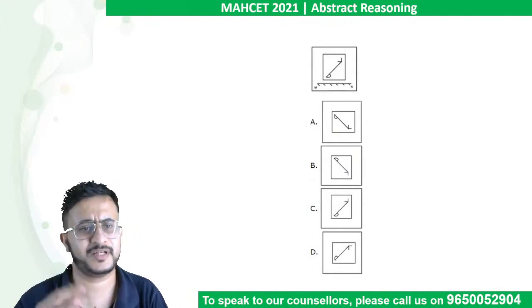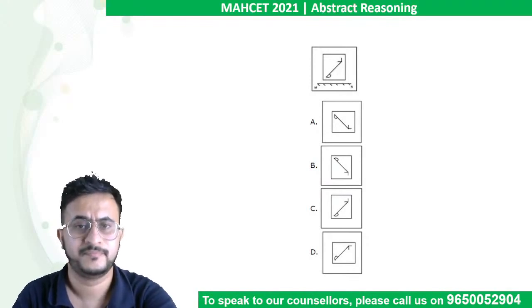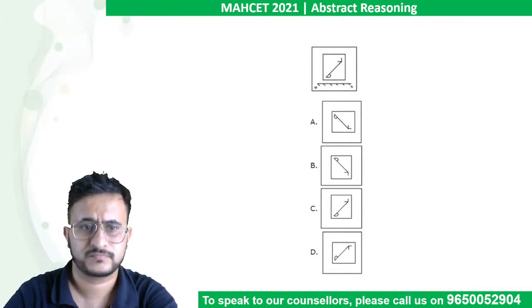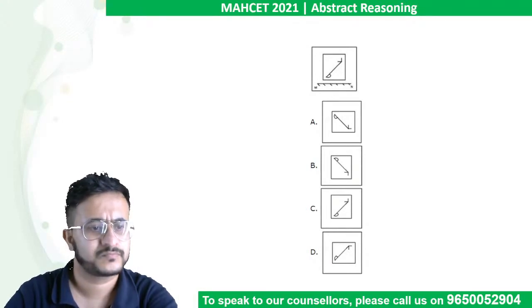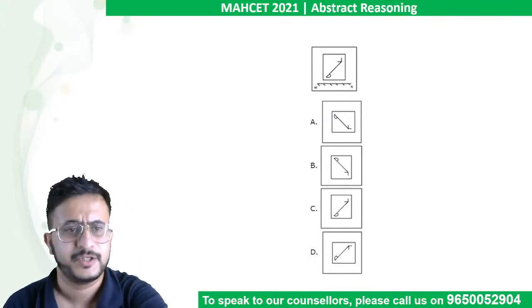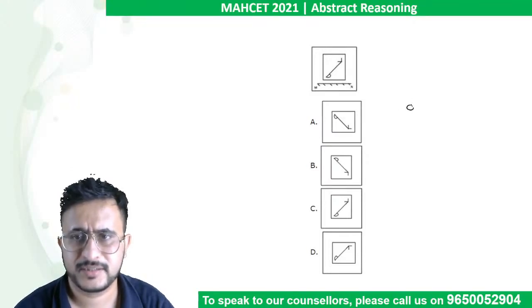All right. So now you have to find the water image. It's not the mirror image; it's the water image. So what happens in water image? Top becomes bottom and bottom becomes top, right? So this shape is like this. So it will be something like this.